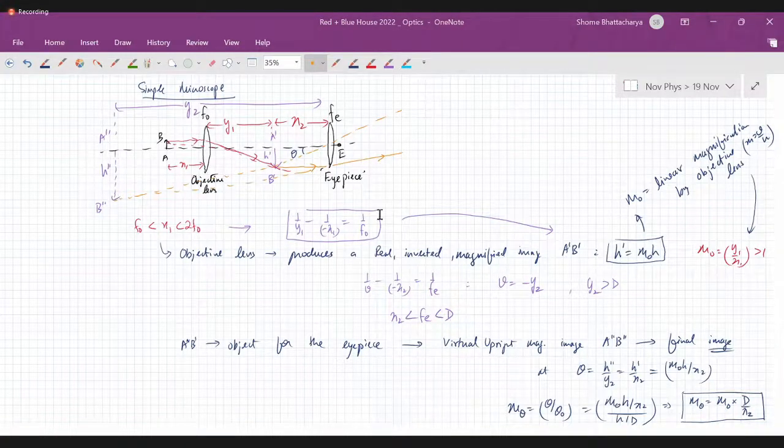This part, beta, is the application of the lens formula to the objective lens. To the eyepiece, 1 by v minus 1 by u is equal to 1 by f. So now we'll see whatever v we get, that is actually minus of y2 because it's a virtual image on the same side. So this is the lens formula applied for what the eyepiece is doing, this part. Whereas this is the lens formula applied to what the objective is doing, which is this part.